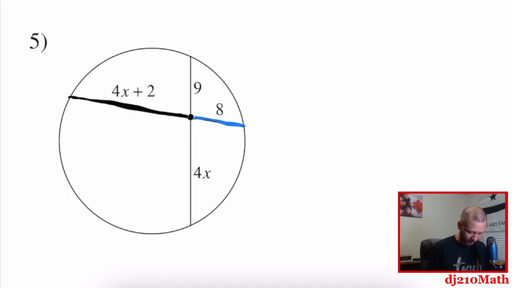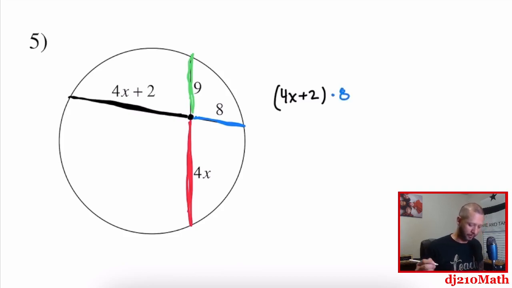There's this blue segment, the green segment, and the red segment. So what happens is we need to multiply whatever the figures are on the same segment. So what I'm saying is 4x plus 2 is on a segment. 8 is on that same segment. So we need to multiply the same segment pieces together.